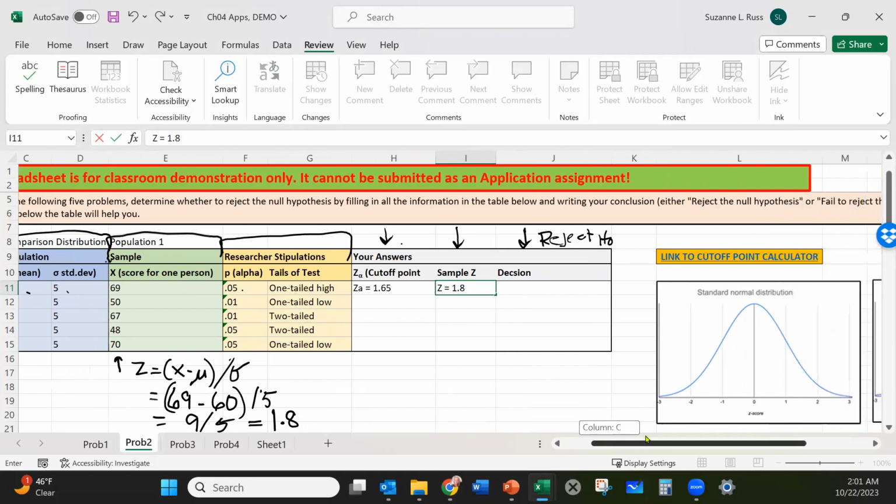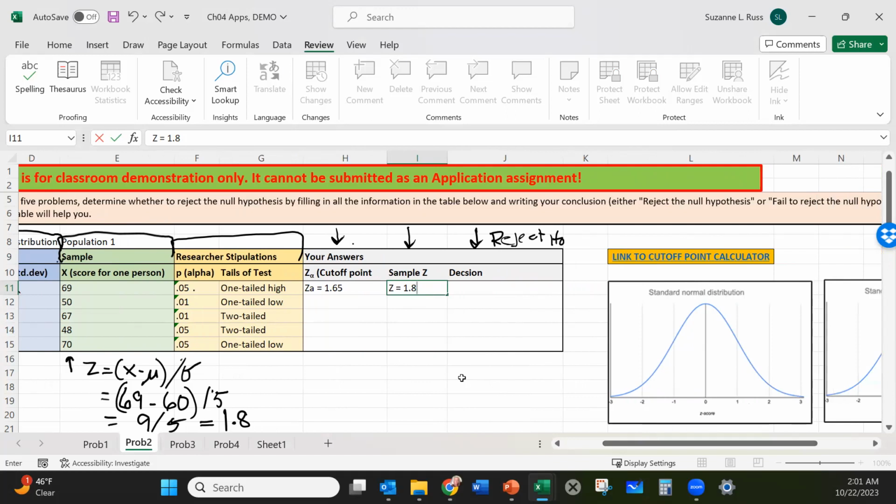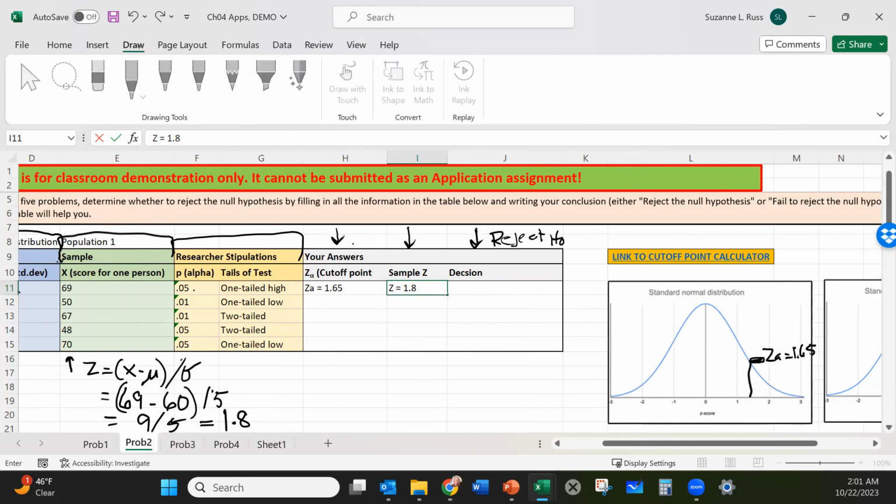Now, let's go on and make our decision by drawing on the chart. So here's the cutoff point, 1.65. Z alpha is 1.65. That means that everything in the extreme of this line that we've just drawn is going to be in the reject region, and I'm going to shade this reject region yellow. And now I'm going to use a different colored pen to mark our sample z-score, which is 1.8. So that would be about here. It's going to be between the 1.65 and the 2. So Z equals 1.8.